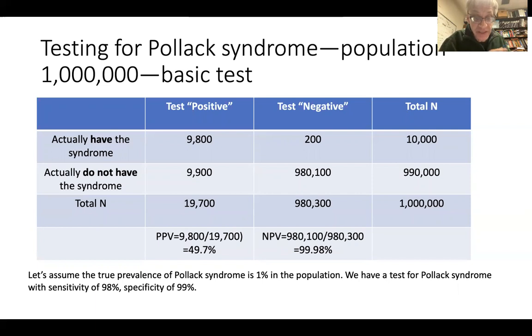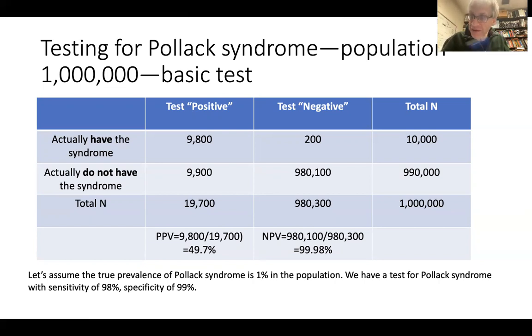Of those people, because the sensitivity is 98%, 9,800 of those people are going to test positive, and 200 people are going to test negative. And those 200 people are false negatives. That's clearly a problem for this test, particularly if this syndrome is really serious.